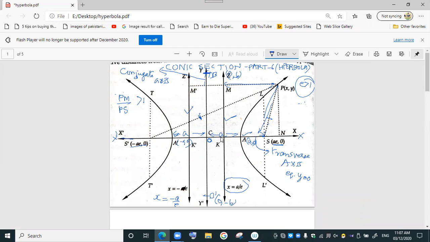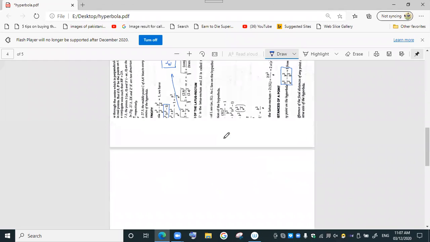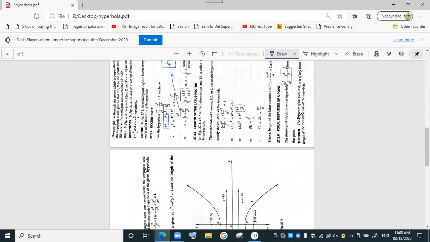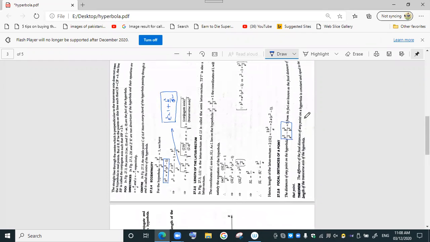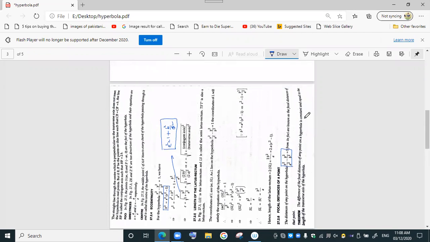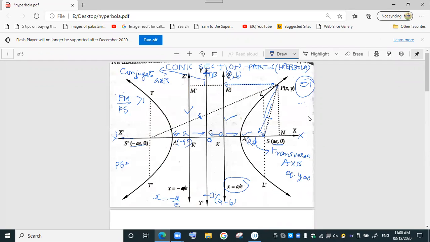So they are saying that PS dash and PS are the distances of a point from the two foci, and see this theorem. The difference of the focal distances of any point on the hyperbola is constant and equal to the length of the transverse axis. The difference of these two distances, which will be bigger, S dash. So PS dash minus PS will always be equal to 2a. This is a theorem.